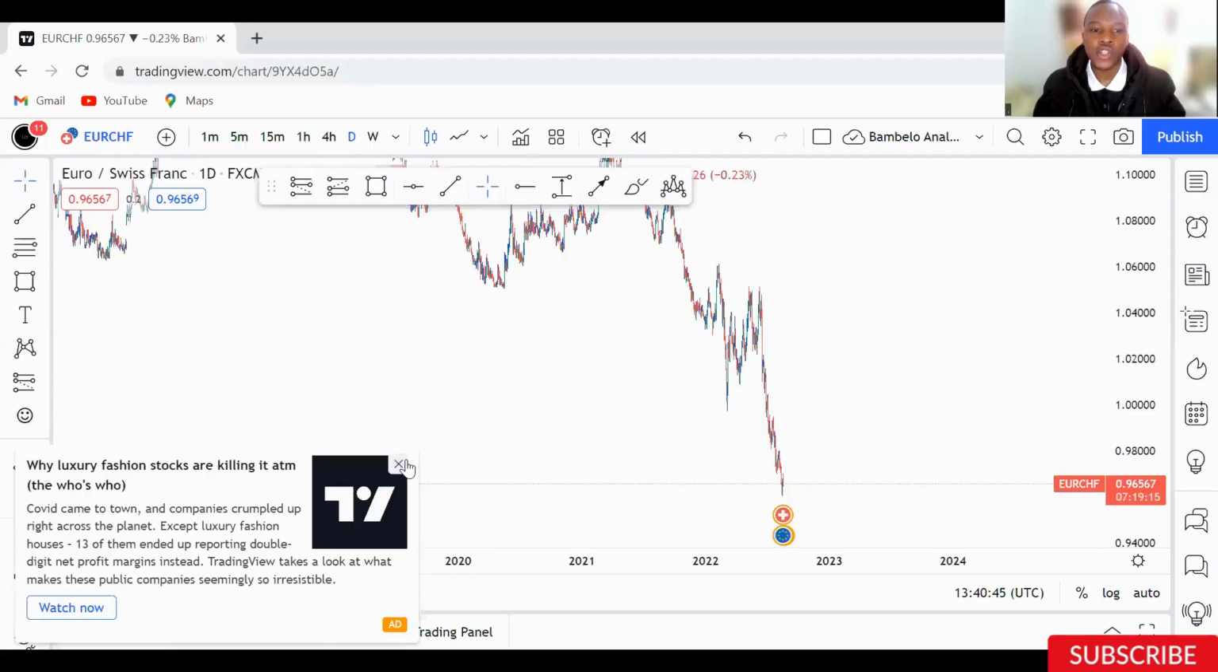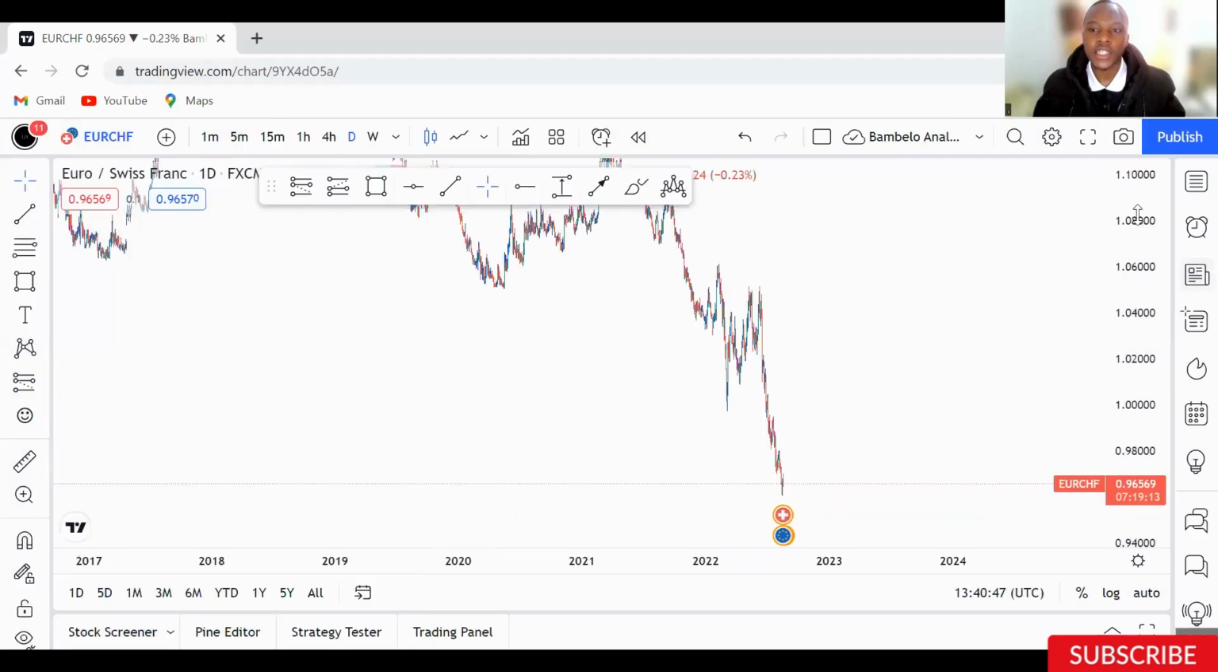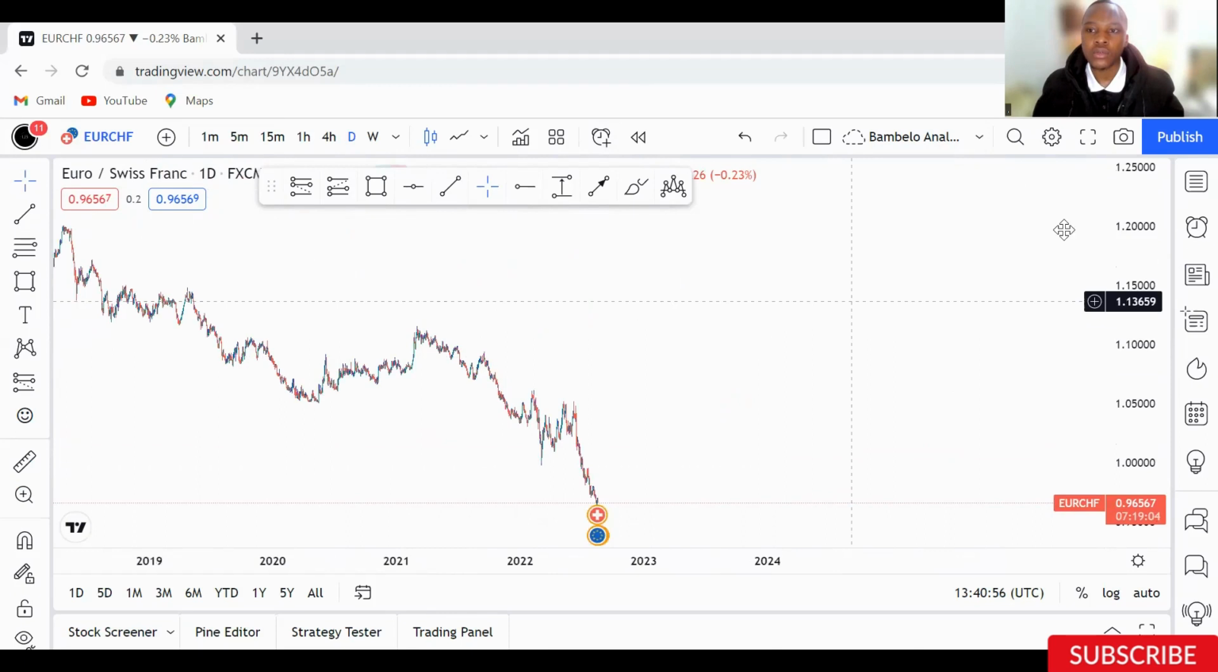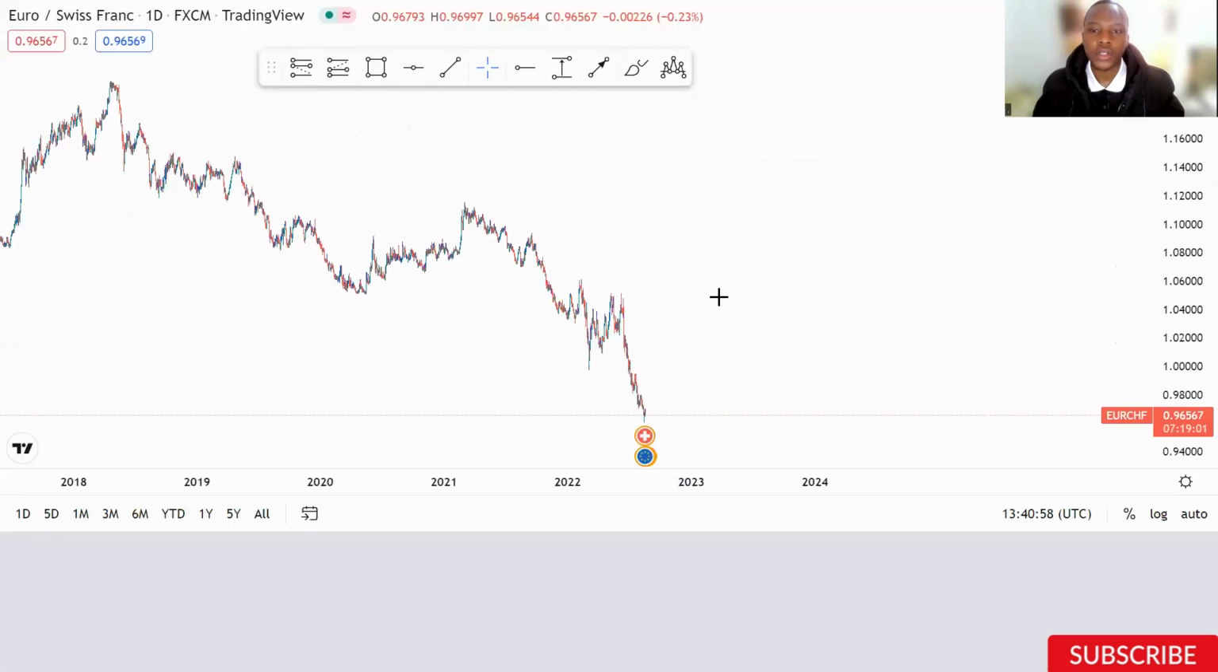Right, so this is the actual chart in it now, guys, and then I'm just going to break down this chart and actually show you how it all goes about.